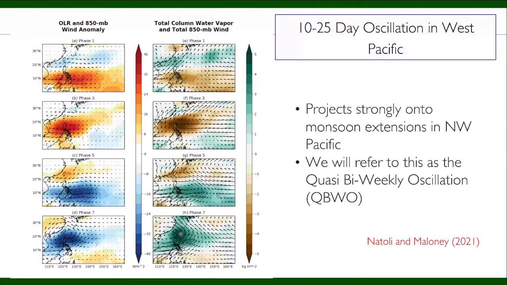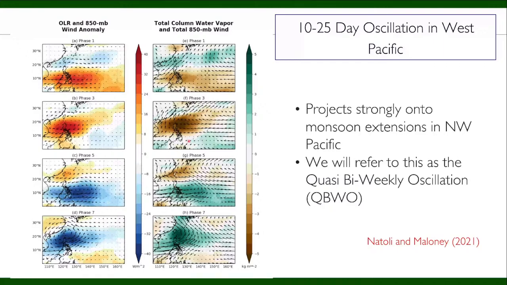The colors here are convection, and you can see that there is a general northward propagation of convection and west winds that occurs in a QBWO that starts near the equator and then moves northward. But importantly for this talk, very similar to the BSISO, you see alternating periods of convection and west or east wind anomalies associated with a QBWO over the Philippines.